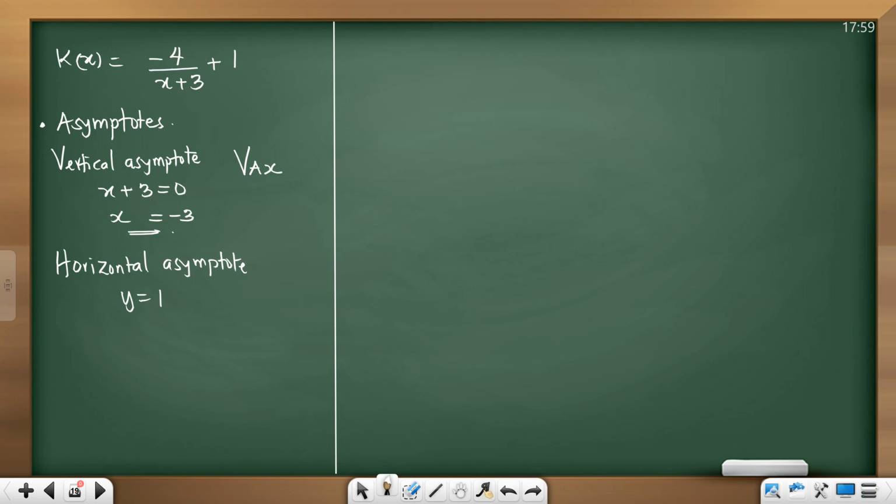I want us to go step by step. Are you okay with asymptotes? We're going to go step by step together. Asymptotes, we're good? Okay. Number 2, x-intercept and y-intercept.